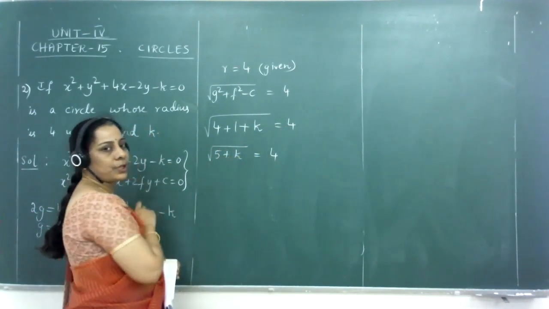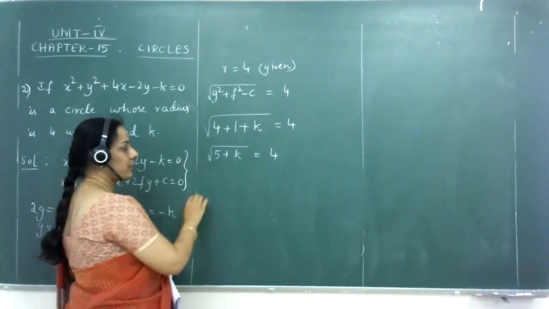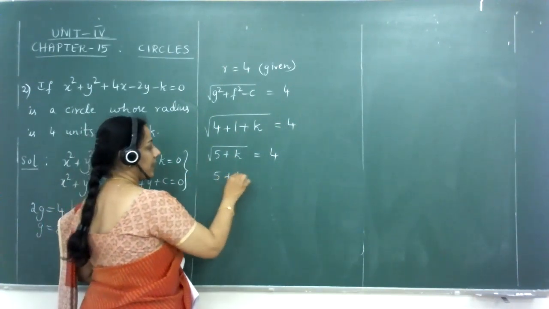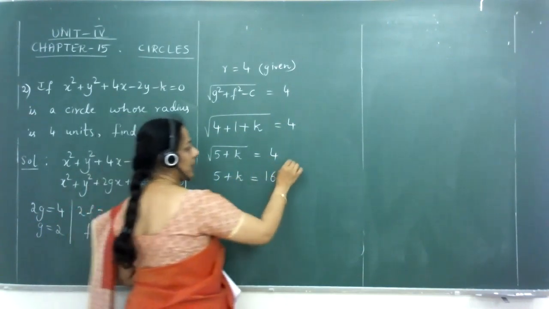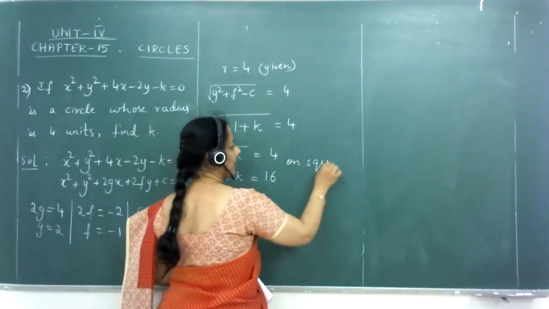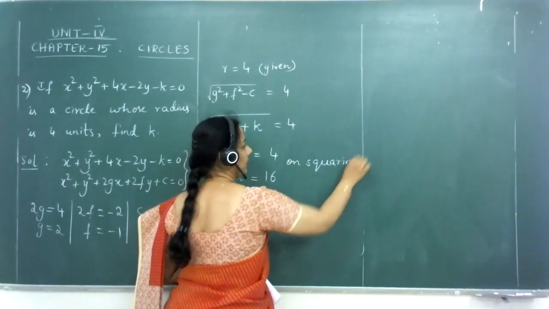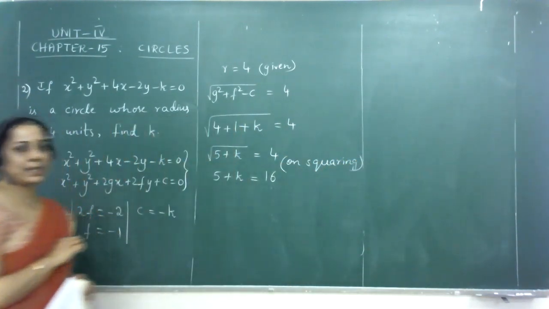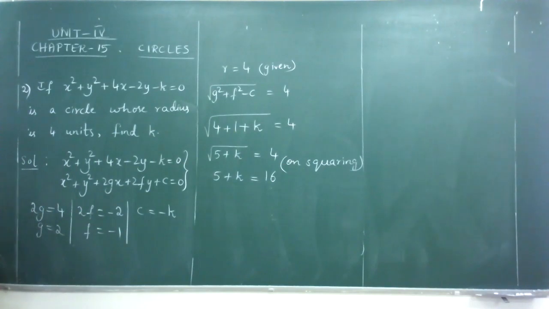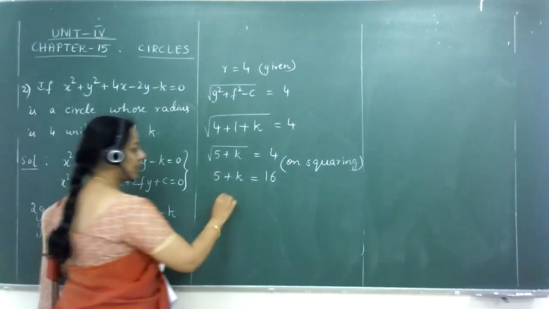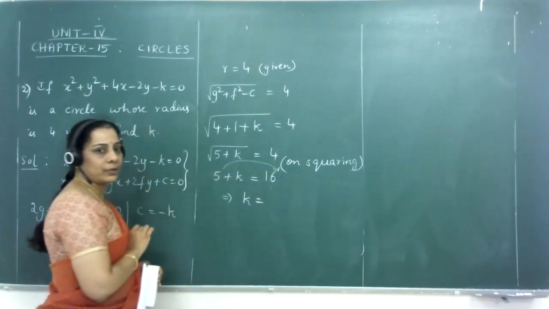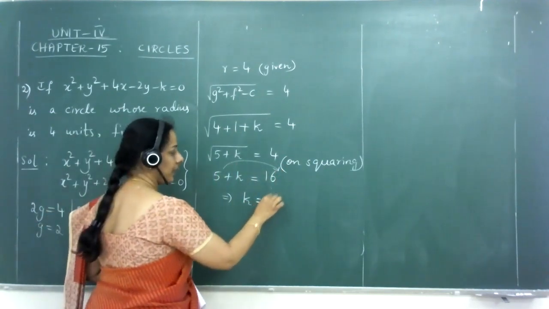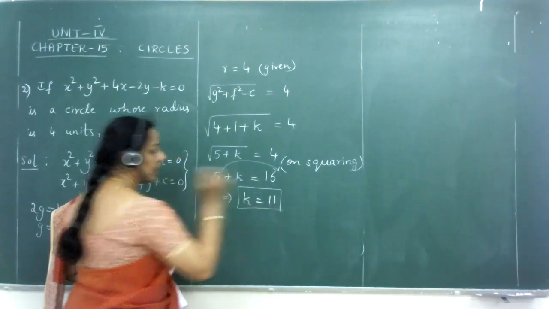To eliminate the root here from the equation, you will have to square it. When I square, I get 5 plus k is equal to 4 squared, which will be 16. On squaring, the root in the LHS eliminates, whereas the term in the RHS will get squared. Thereby, this should imply k is equal to, I shall transpose 5 to the RHS, 16 minus 5, which is going to give you 11.